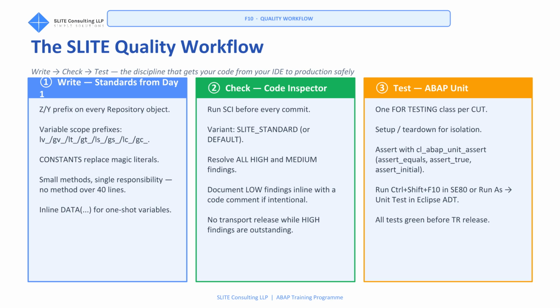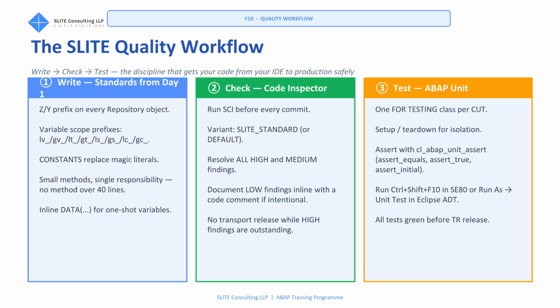Check with the code inspector. Run SCI before every commit using the /standard variant. Resolve all high and medium findings. Document LOW findings inline if intentional. No transport release while high findings are outstanding.